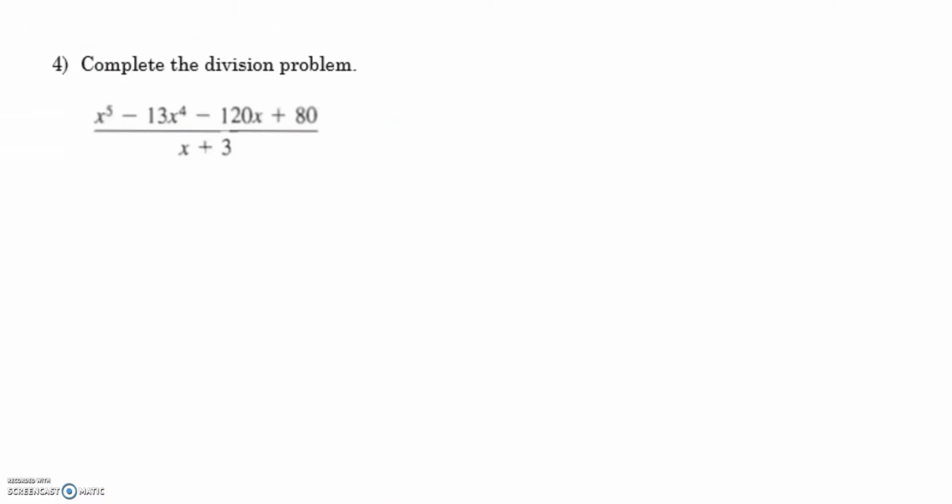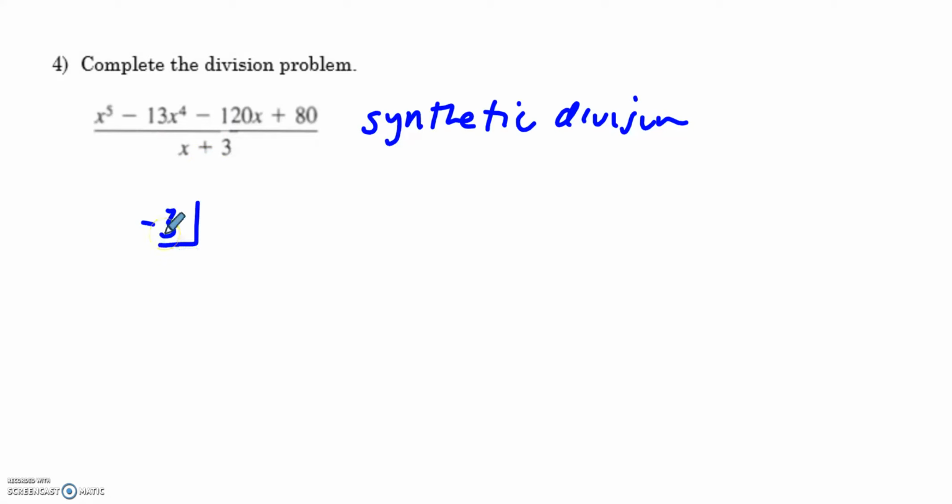Complete the division problem. Well, I notice that what I'm dividing by is x plus 3. And so when I see a divisor that is linear, in the form x plus 3, I think that the fastest way to do this problem would be synthetic division. If you are dividing by x plus 3, that means that your root is actually negative 3.